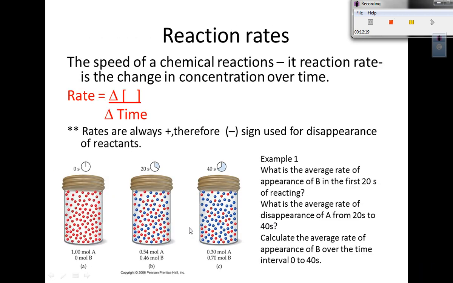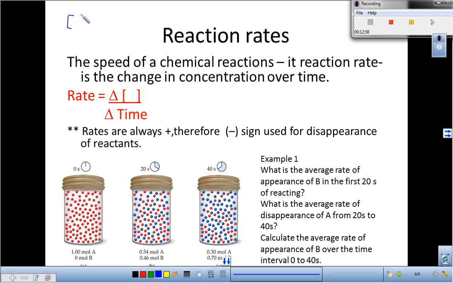Okay, so how do we calculate a rate? Well, speed is a rate. It's miles per hour, or kilometers per hour, or meters per second. Rates of reaction are just your change in concentration over your change in time. Keep in mind that anytime you see brackets, that means concentration. You've seen me use them.